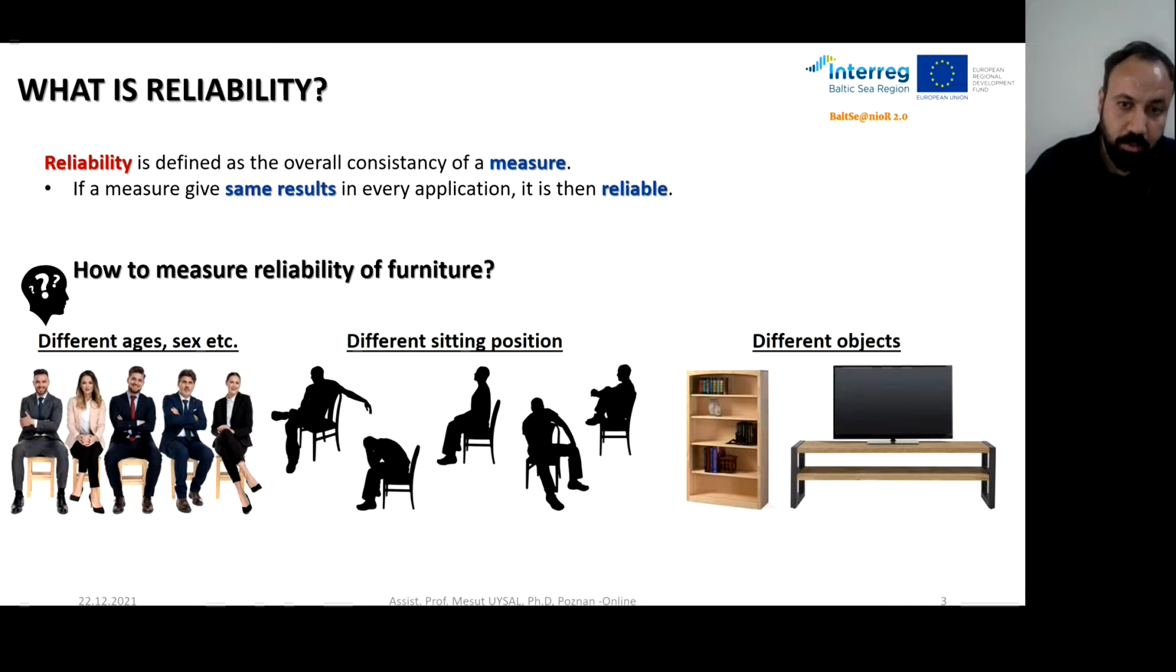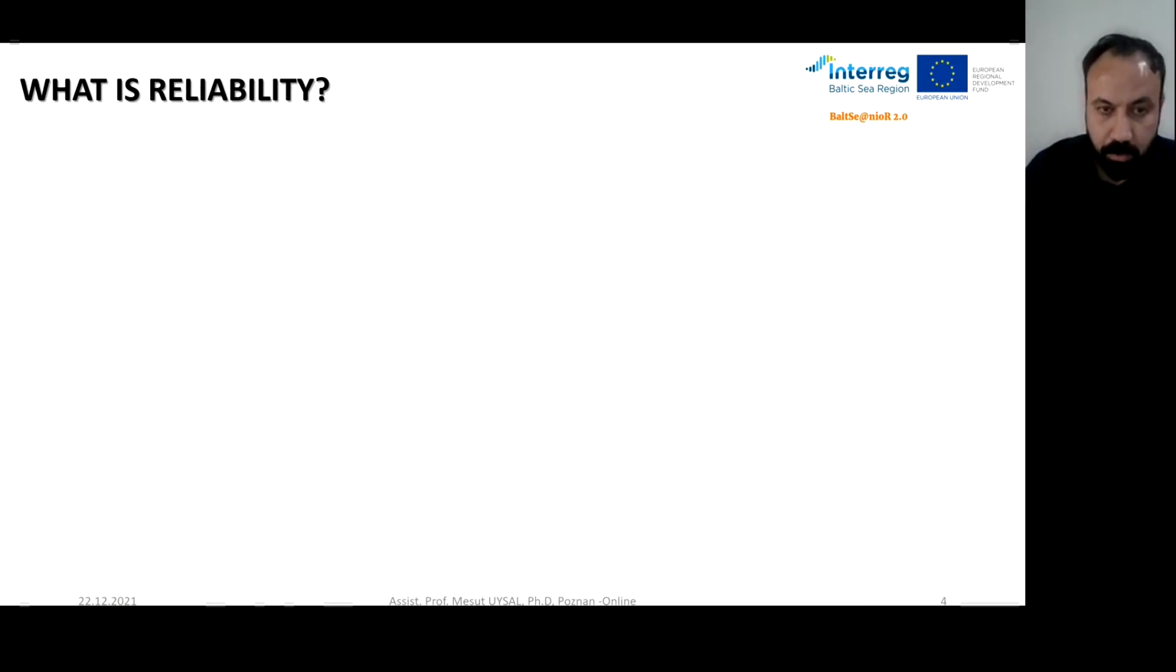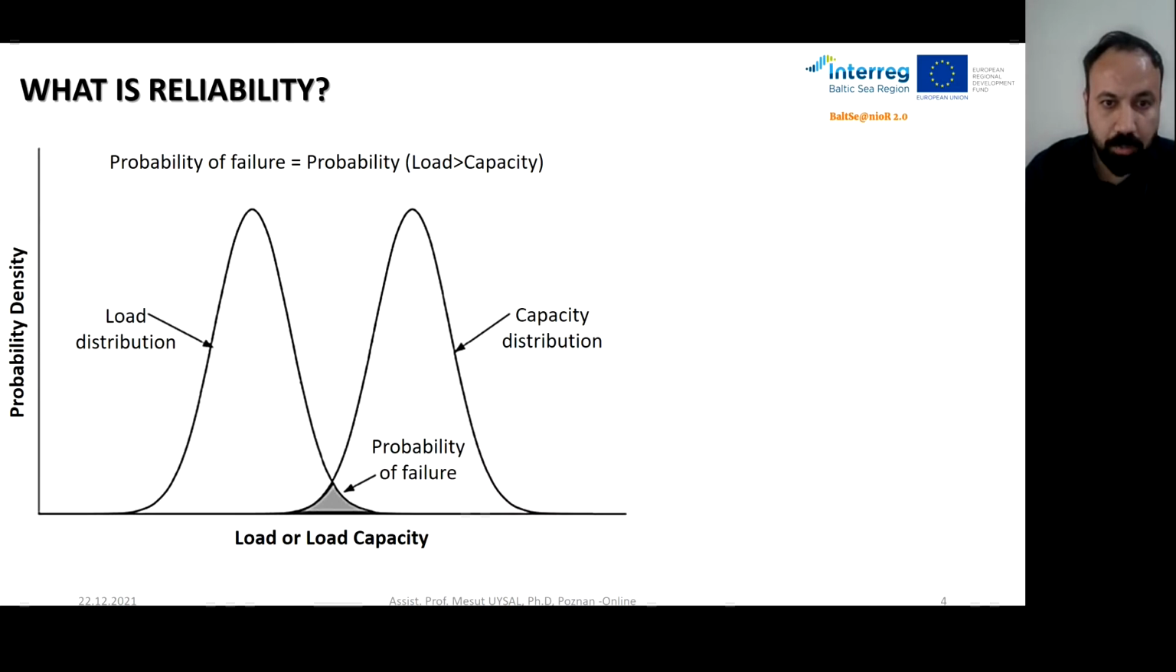So how do we get the same result every time in every application? For this one, we are using a data set and probability. I will show you a quick graphic for this one, and I will explain the terminology here.